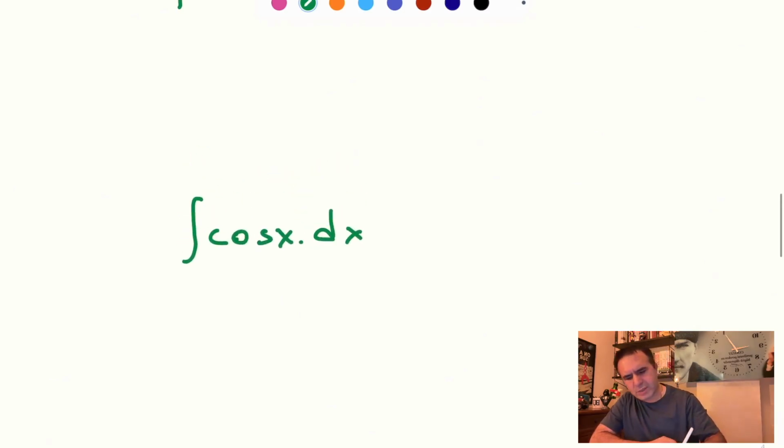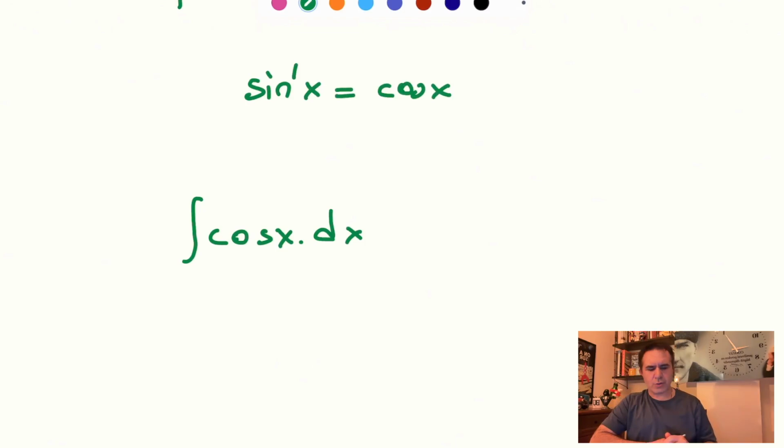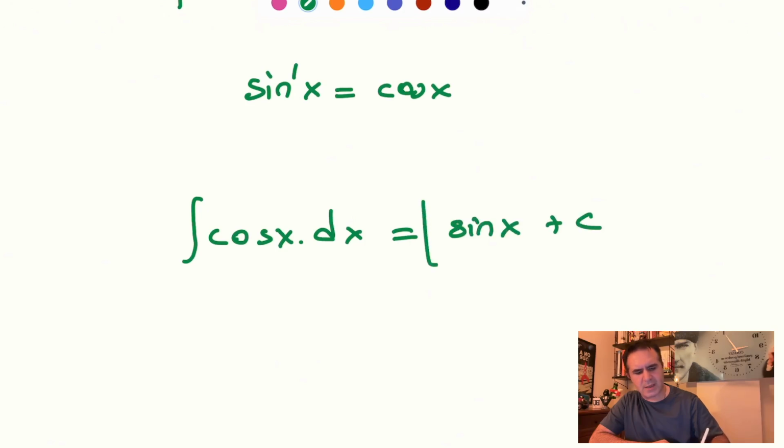The derivative of sine x is equal to cosine x. So the integral of cosine x will be sine x plus a constant.